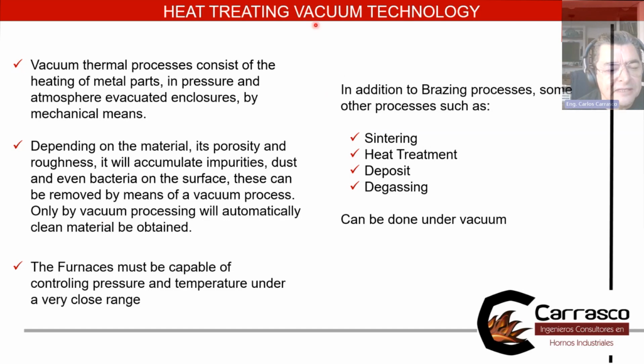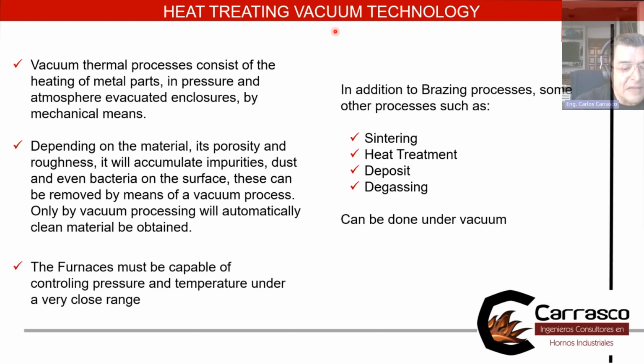Depending on the materials and the porosity and roughness of the materials, they will accumulate impurities, dust, bacteria, and oils from previous processes like cutting. In the furnace, all these impurities can be removed by vacuum, because the vacuum furnace actually removes molecules from the material, and when the parts come out from the furnace, they are very clean.